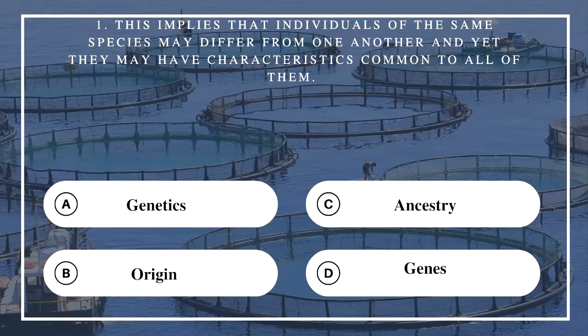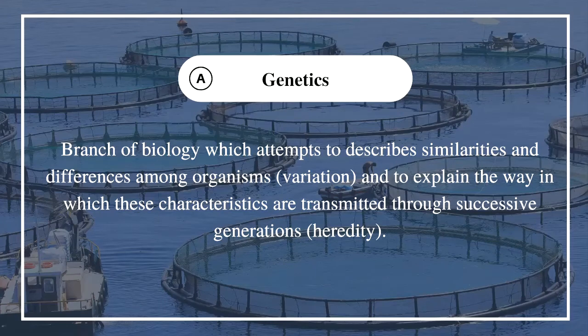This implies that individuals of the same species may differ from one another, and yet they may have characteristics common to all of them. A. Genetics. B. Origin. C. Ancestry. D. Genes. Answer: A. Genetics, because it is the branch of biology which attempts to describe similarities and differences among organisms or variation and to explain the way in which these characteristics are transmitted through successive generations or heredity.